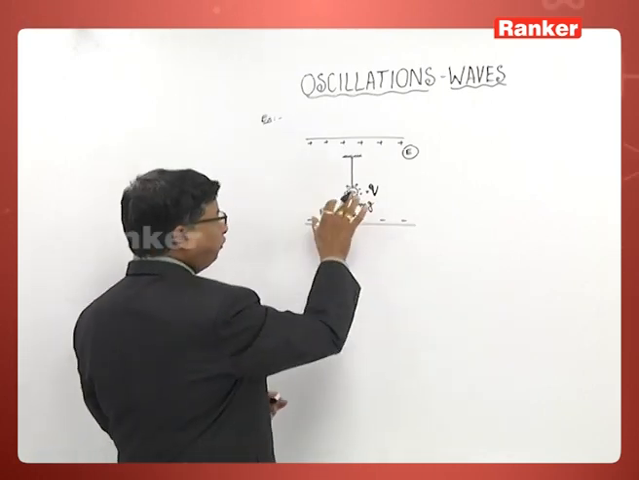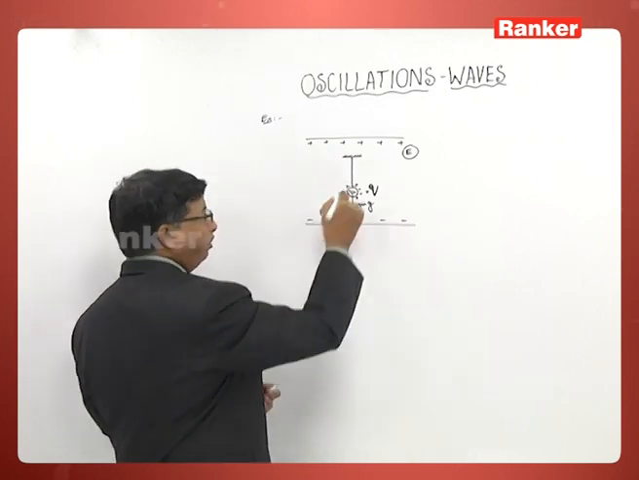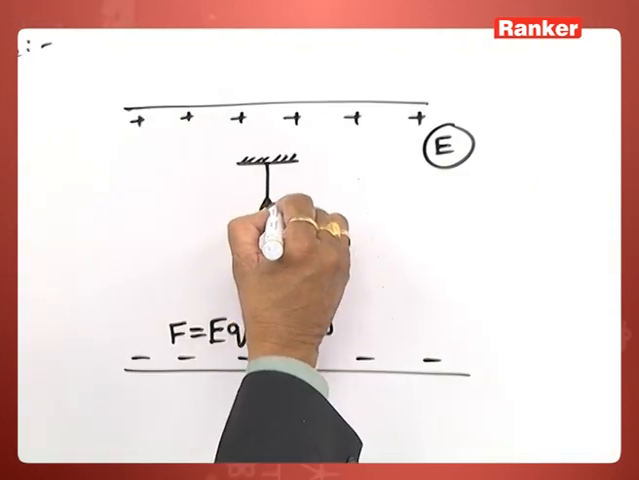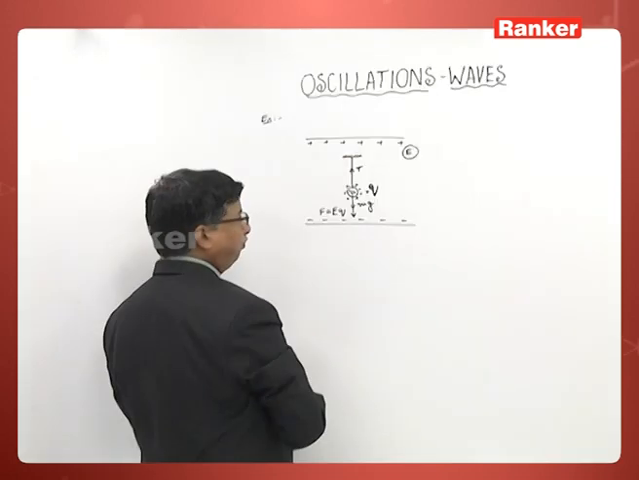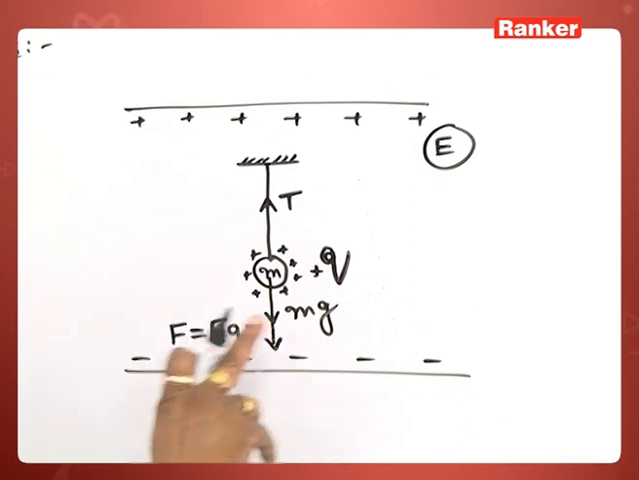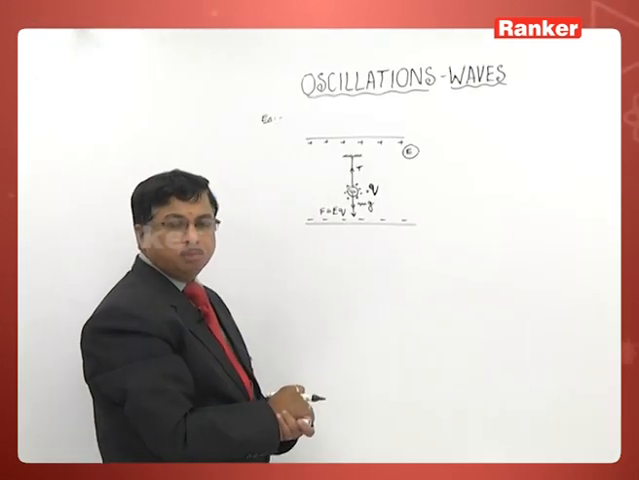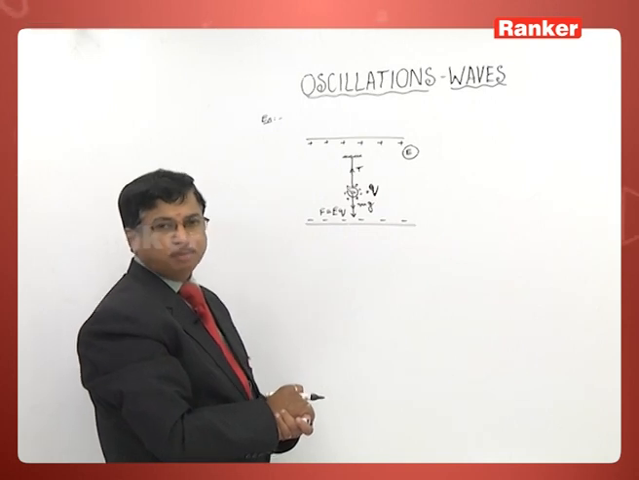So, how many forces are acting on this bob in the downward direction, and how many forces are acting on the bob in the upward direction? There will be tension acting upward, and two forces, one is mg and one is EQ, both acting downward.